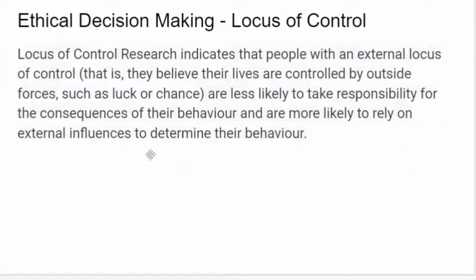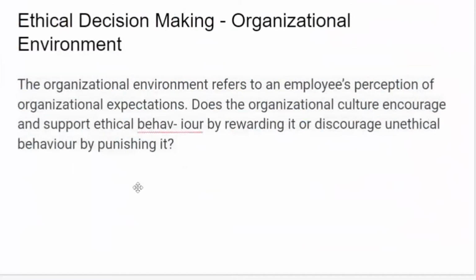If we look at the locus of control, which is the degree to which you feel you have control over your environment, it indicates that people with an external locus of control, in other words, they believe that their lives are controlled by outside forces such as luck or chance, are less likely to take responsibility for the consequences of their behaviors. They're more likely to rely on external influences to determine their behavior. They're going to blame someone outside. So internal locus of control means that you control what's going on. External means someone else is controlling what's going on. Depending on your perspective, it's going to affect how you feel about taking the blame or taking the benefit.